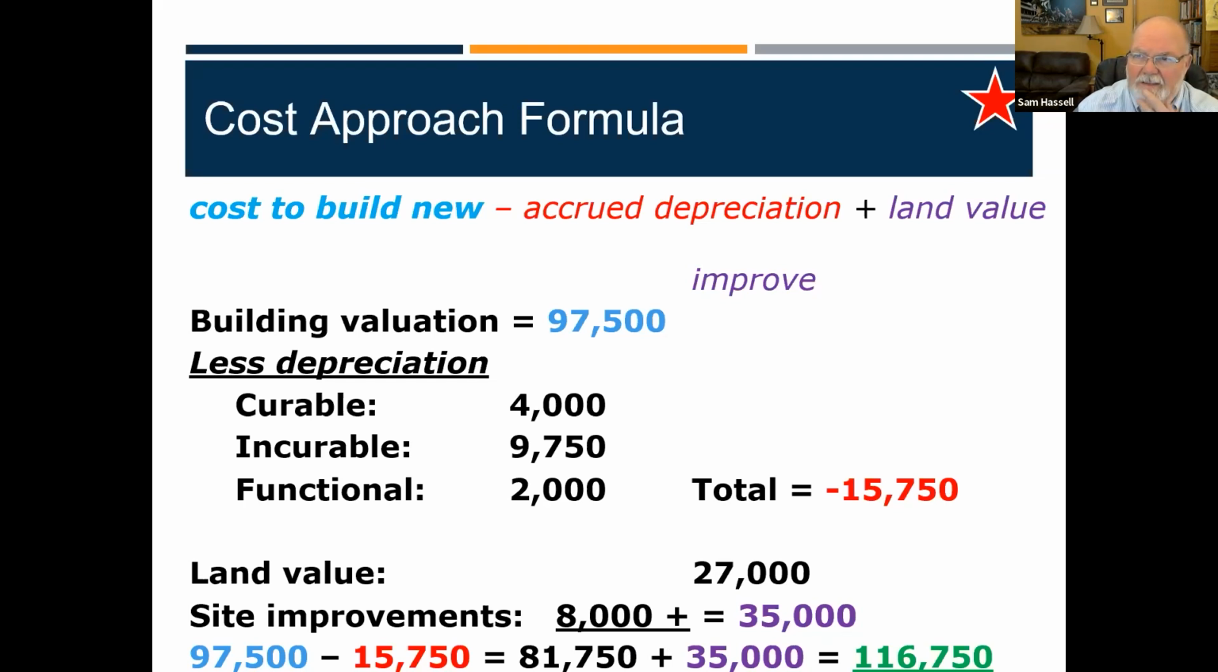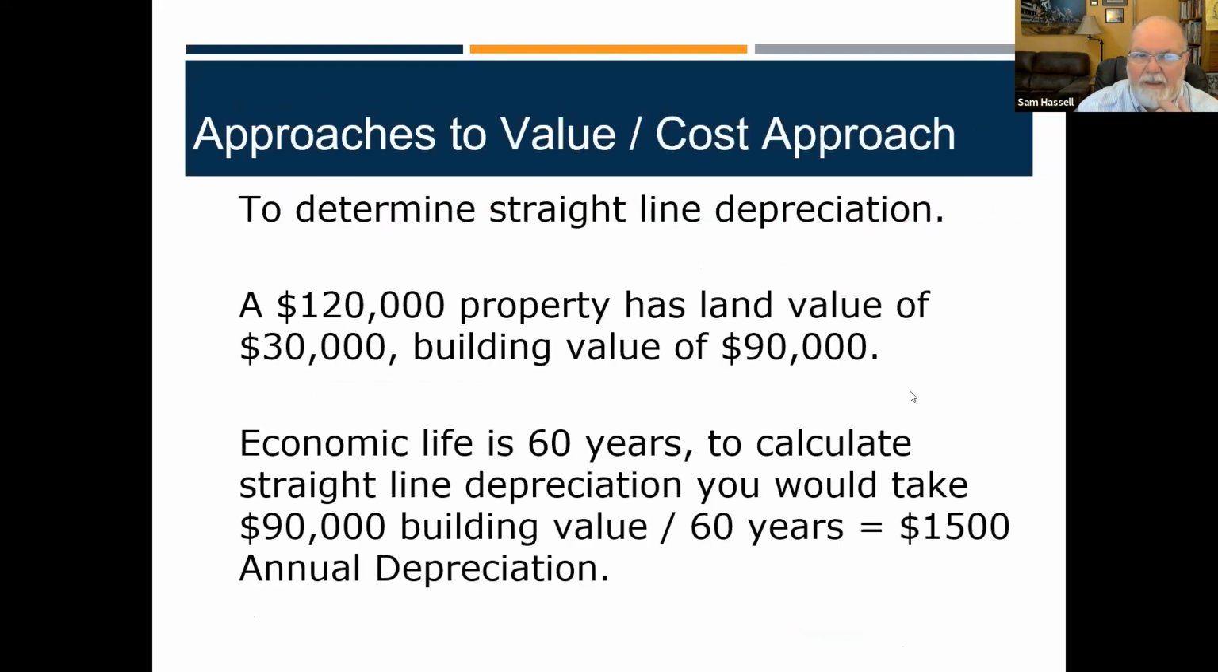Now, there are a couple other ways to deal with depreciation. They can do a straight line depreciation. In this particular case, a $120,000 property has a land value of $30,000. So that means that the building value is $90,000, right? So if we know that the economic life is 60 years for that building, we just take 60 and divide it into 90,000, and every year we're going to depreciate this building by $1,500, right? 90,000 building value divided by 60 years, $1,500 annual depreciation. And it's a straight line every year.